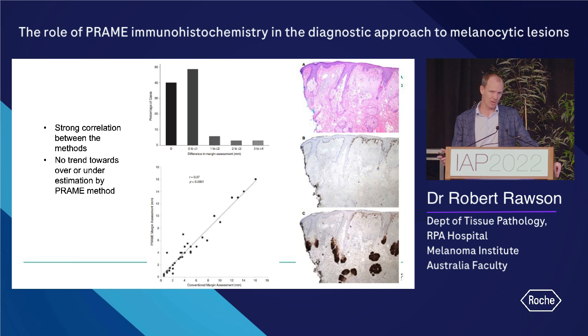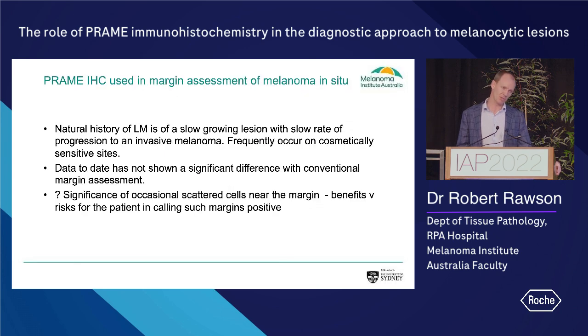So one of the more frequent questions I get asked is, do I use PRAME for assessment, particularly of lentigo maligna in situ disease? I think it comes back to the natural history of this disease. This is a very slow-growing lesion with a slow rate of progression to an invasive melanoma. I think Scott Menzies showed it was about 3% per year that lentigo malignas progress to invasive disease. And they frequently occur on cosmetically sensitive sites.